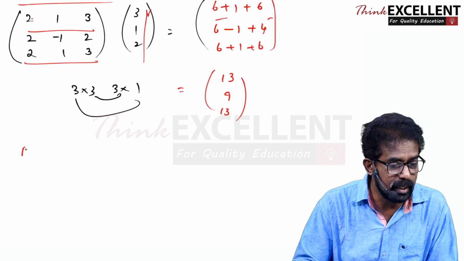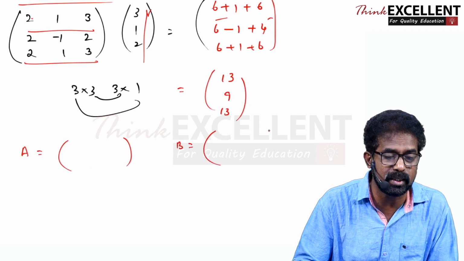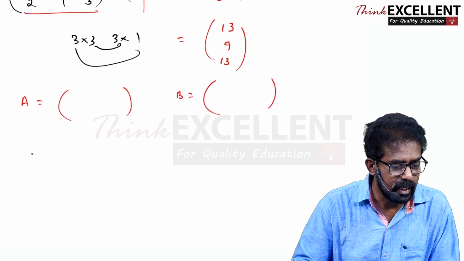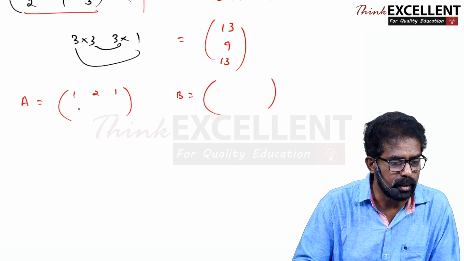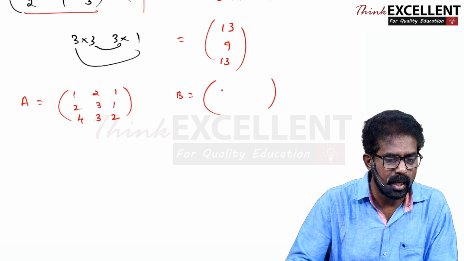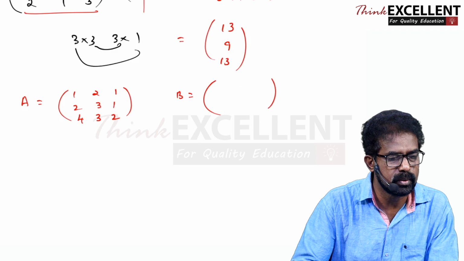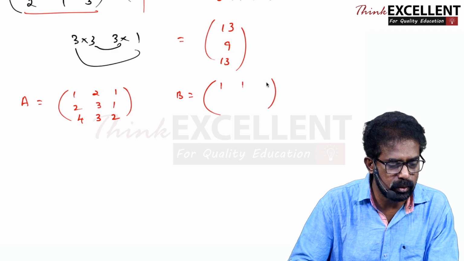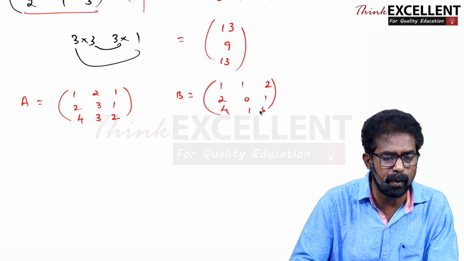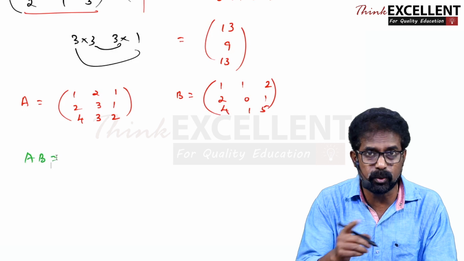We take two 3 by 3 matrices. A is a 3 by 3 matrix and B, I am going to give a 3 by 3 matrix. Let us find AB and BA. See, A is the matrix 1, 2, 1, 2, 3, 1, 4, 3, 2. And B is the matrix 1, 1, 2, 2, 0, 1, 4, 1, 5. So let us find AB. And BA you can find on your own.